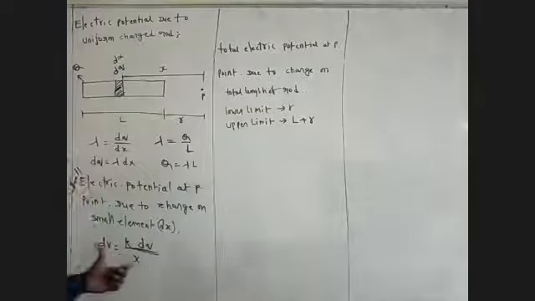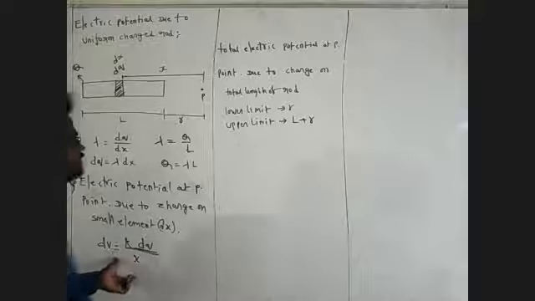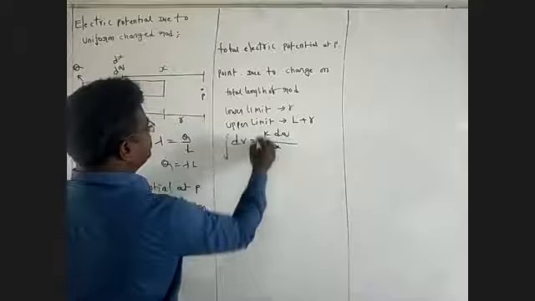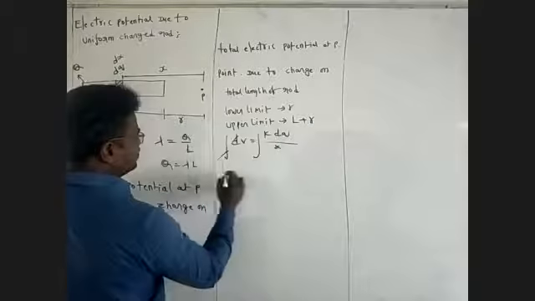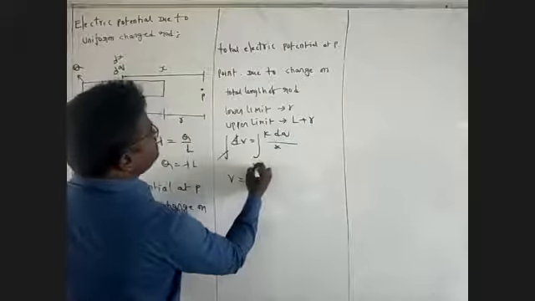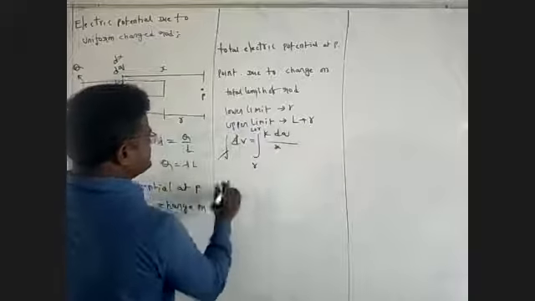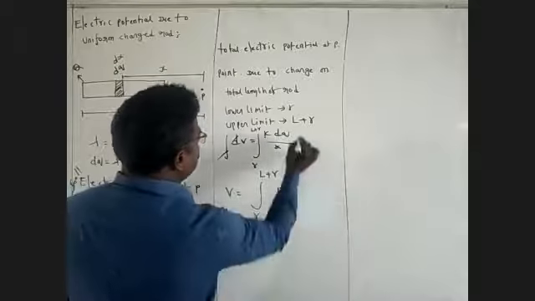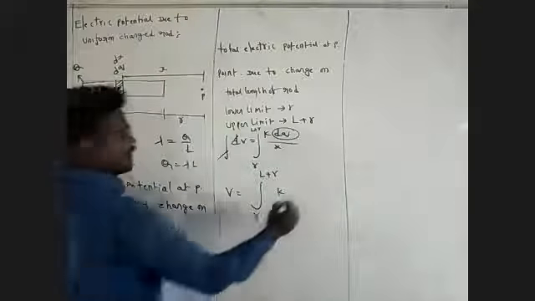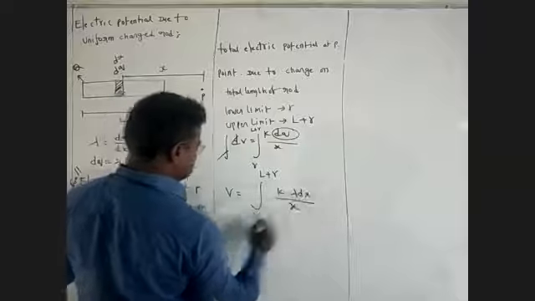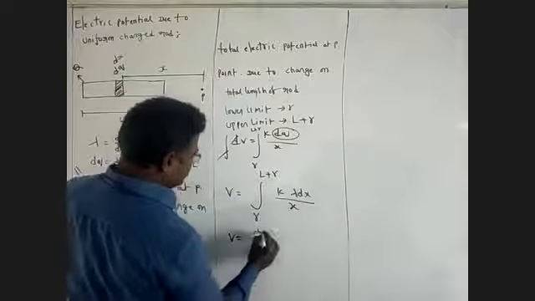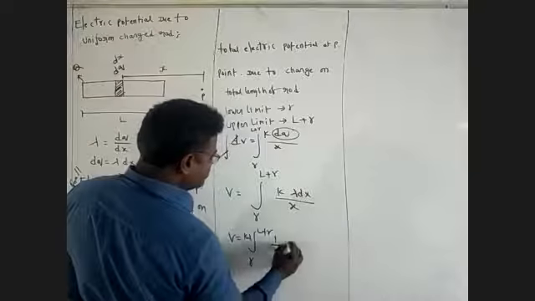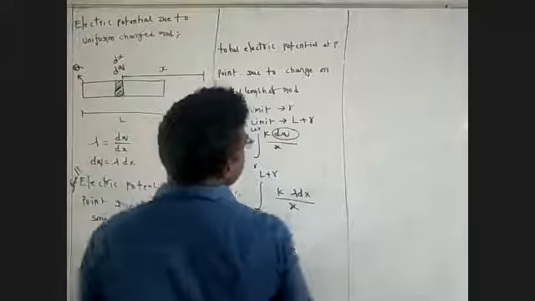So apply integration on both sides of this equation. dV is equal to k dq by x. Integration and derivative cancel each other. V is equal to the integral from R to L plus R of k dq, where dq is lambda dx, divided by x. Since k lambda is constant, this is k lambda times the integral of 1 by x dx.